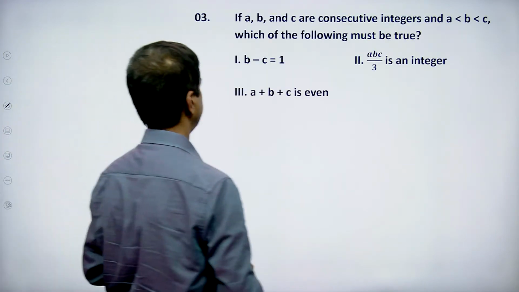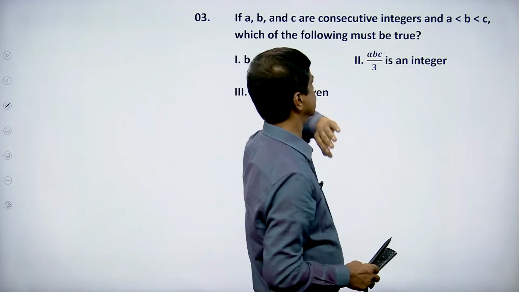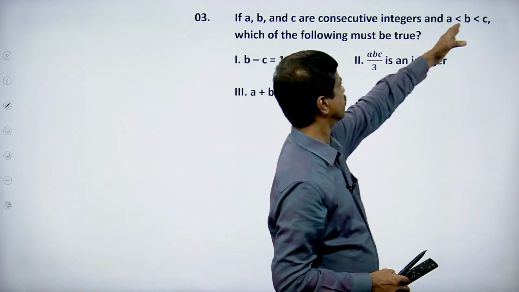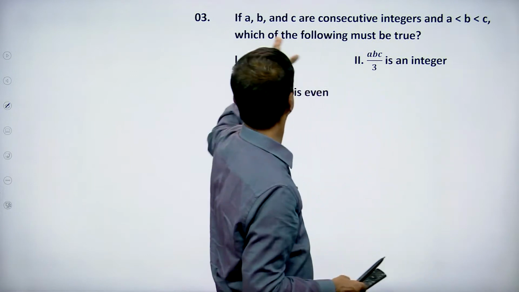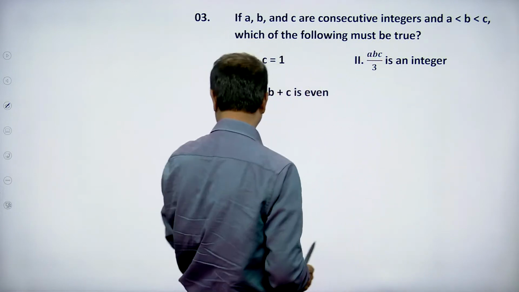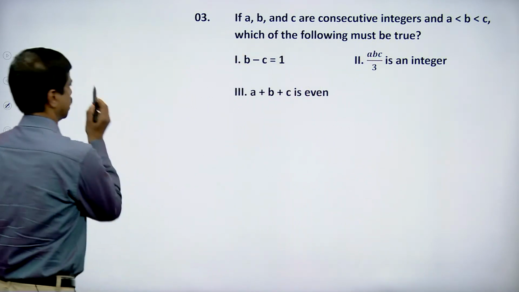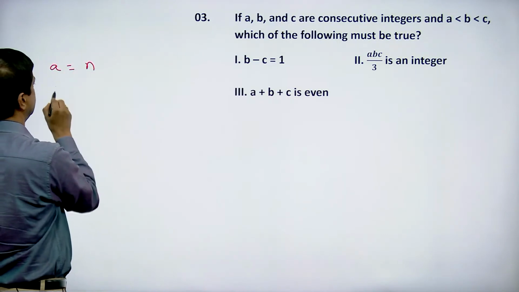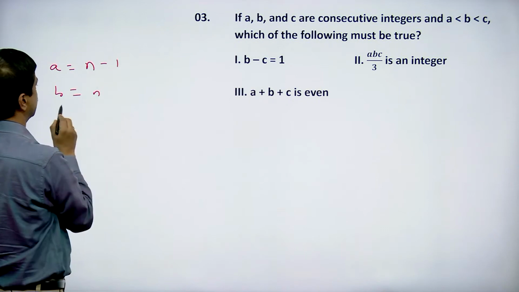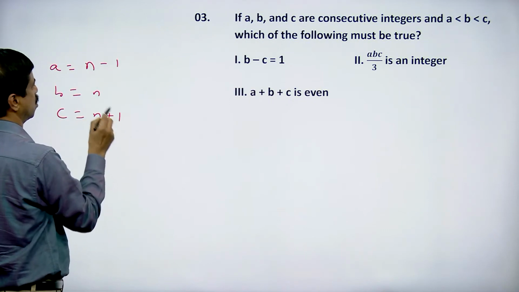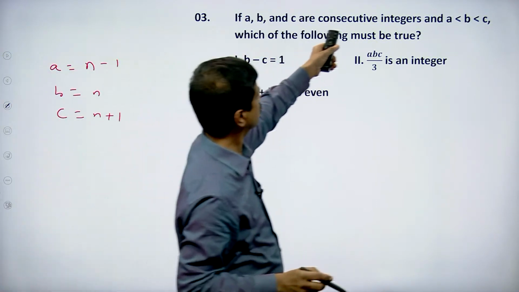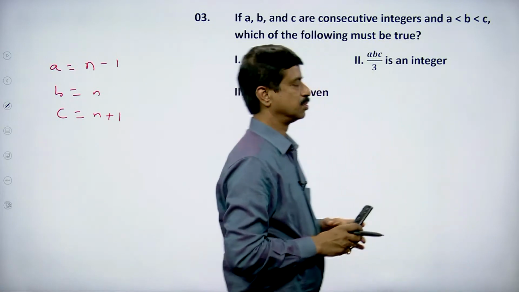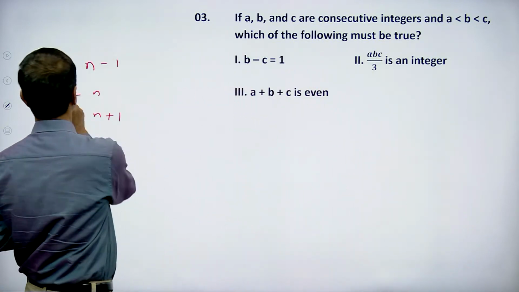A, B and C are consecutive integers and A is the smallest of all and C is the largest of all. Which of the following must be true? So now children, look at this. If I say B is n, A is n minus 1, C is n plus 1, correct or not? Consecutive integers, yes. So where n belongs to an integer.